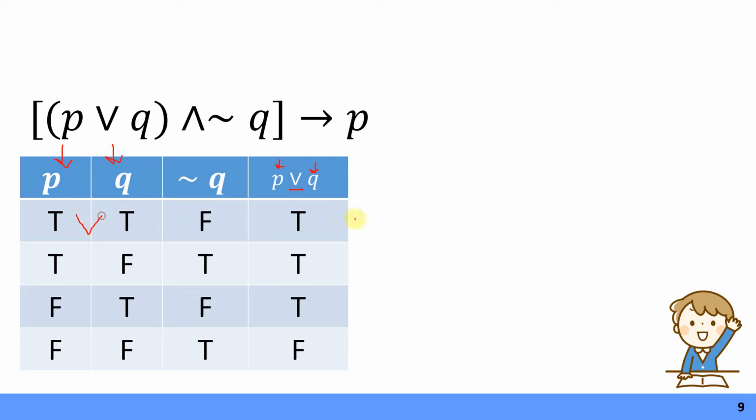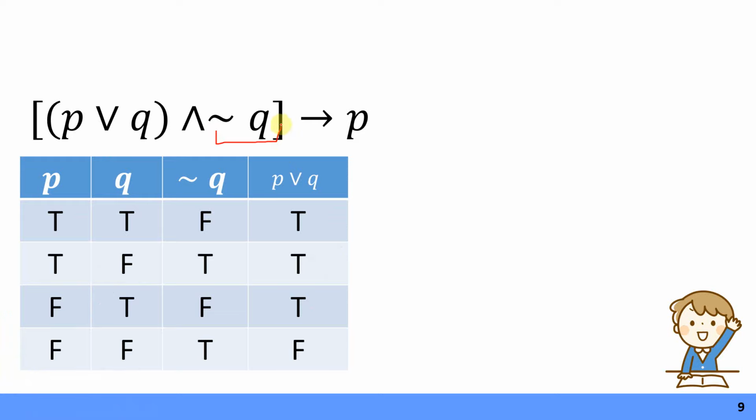So true or true, true. True or false. Hey, we have a true in there, so true. False or true, we have at least a true in there, so this is true. False or false. There's no true in there, so this is the only one that is false. Okay, so baby steps, we're getting closer and closer to the end.